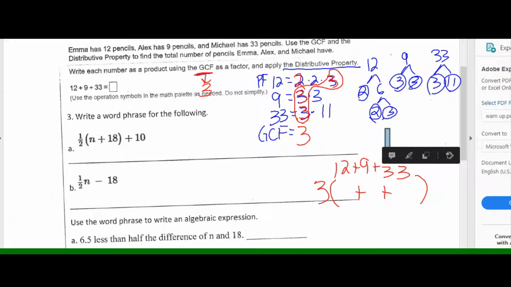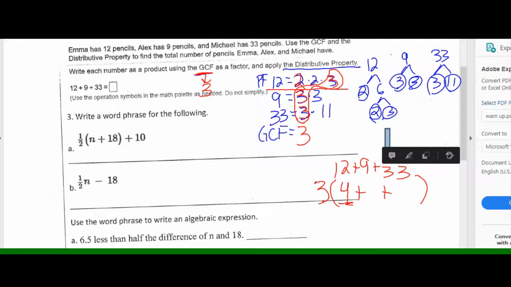And I need to put 3 terms inside of the parentheses, the 1 term. So 3 times what number will give me 12? Well, if I look at my prime factorization, if I factored out a 3, I have 2 times 2 left. So that means 3 times 4 is equivalent to 12.